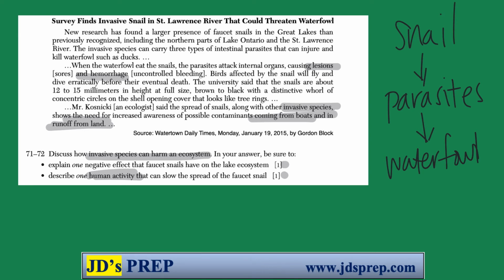So things like cleaning boats when they're being moved from one body of water to another can have a huge impact on decreasing the spread of invasive species. Checking boats for snails, they have descriptions of what the snail looks like. Those are 2 activities that could help slow the spread of the invasive snail for sure.